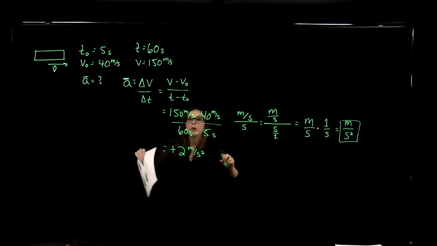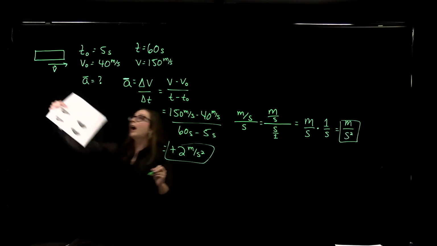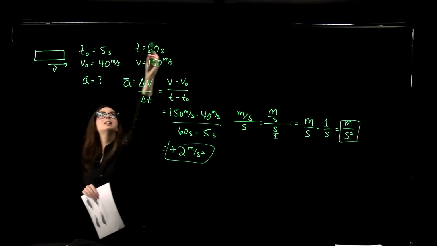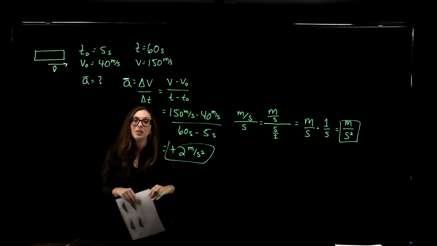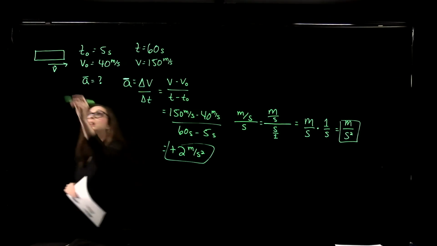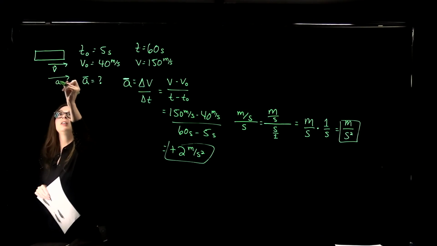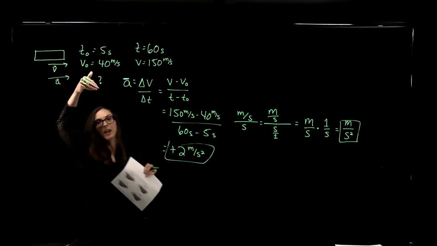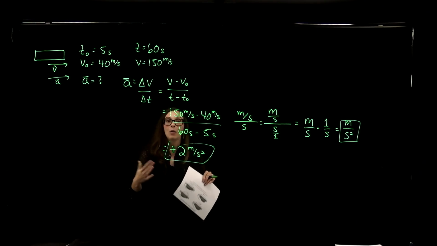So that's for this problem. We have our velocity in the positive direction. Our velocity is increasing over time in the positive direction. And so that means that our acceleration is positive. And so our acceleration vector is also pointing in the same direction as our velocity.